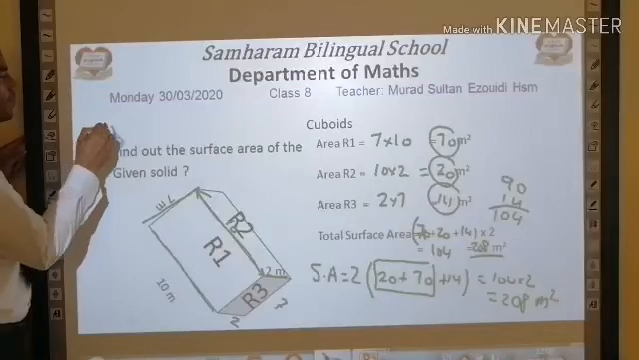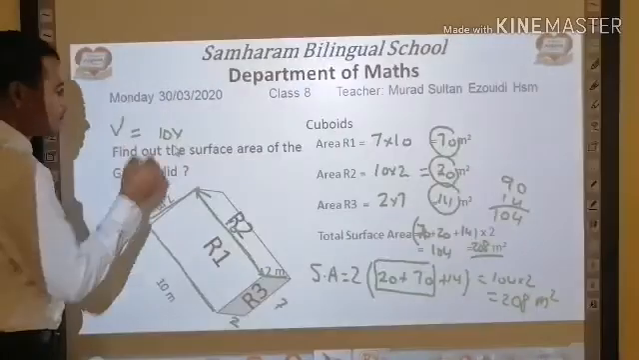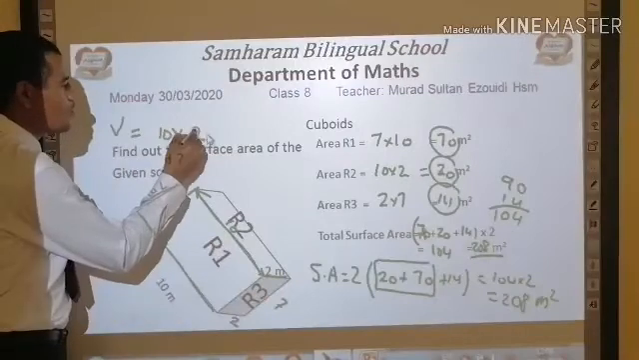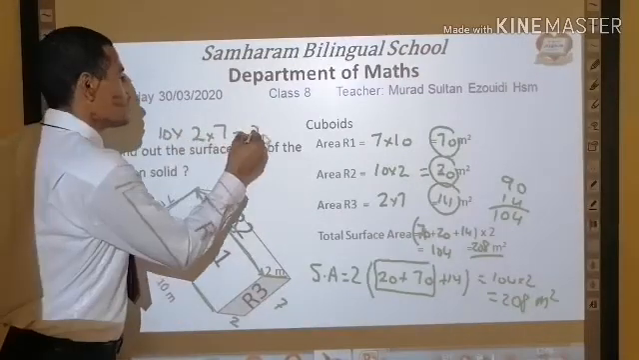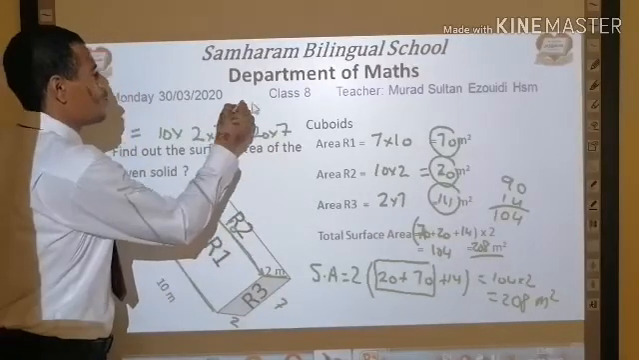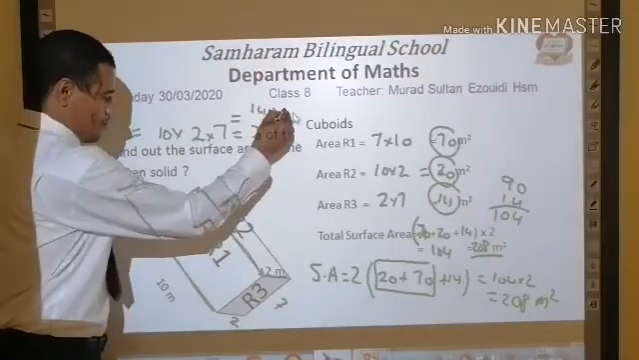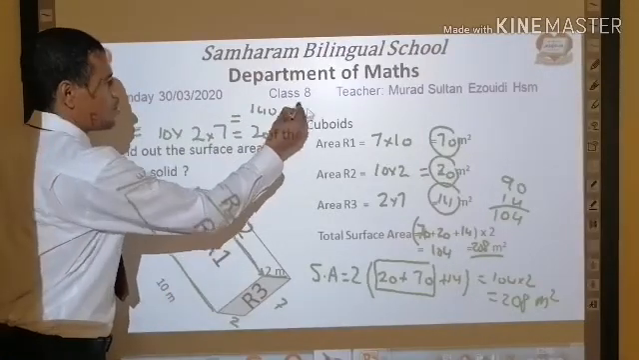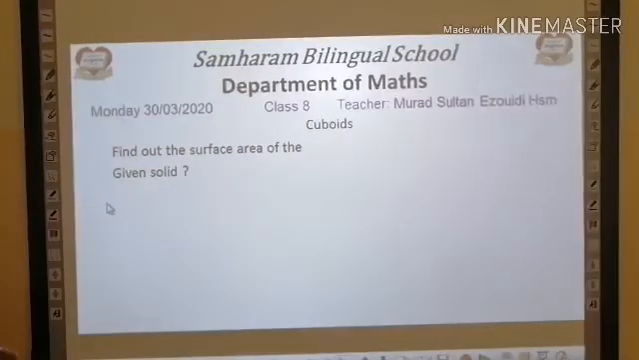What about the volume? The volume equals what? 10 multiplied by 2 multiplied by 7 gives us, so 20 by 7 is equal to what? Equal to 140. What is the unit? Is meter cube. Okay? This is how to do it.